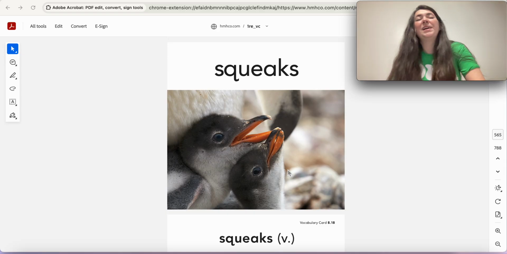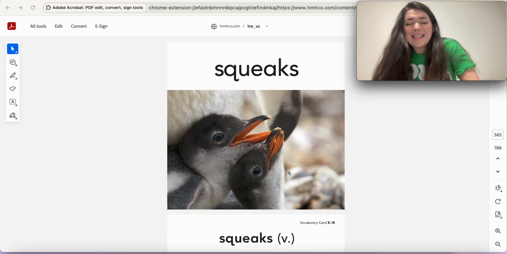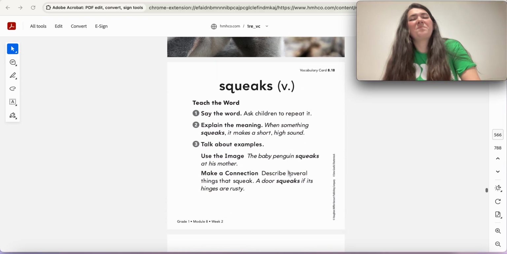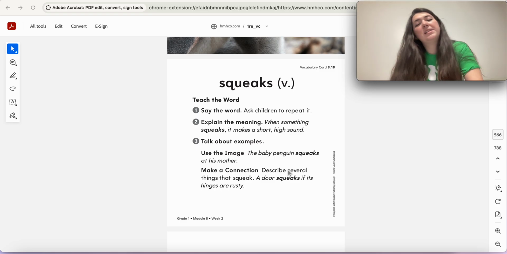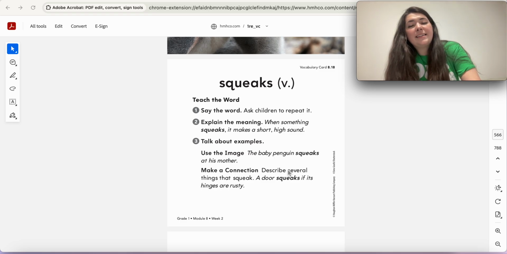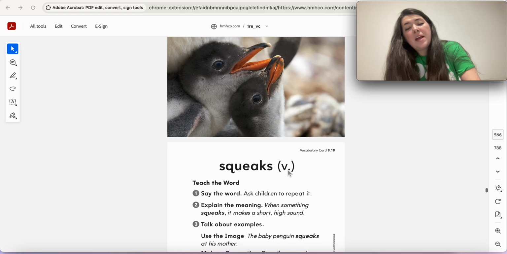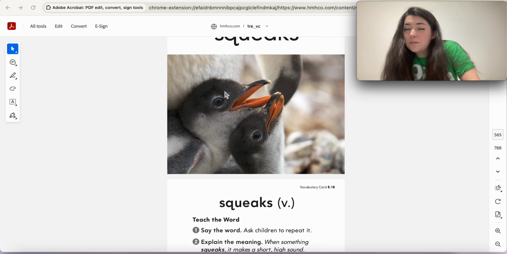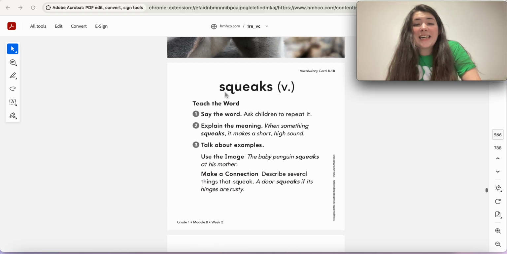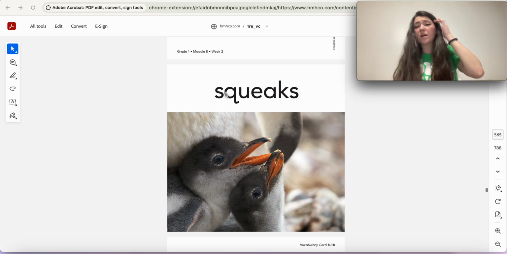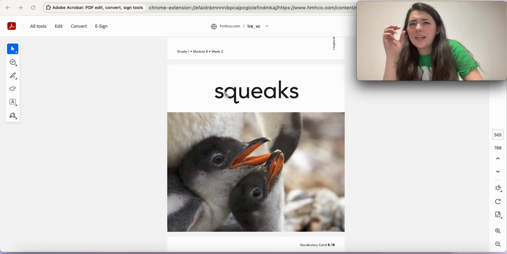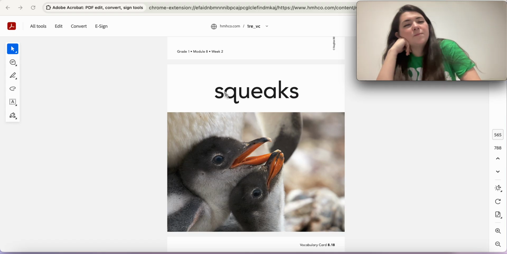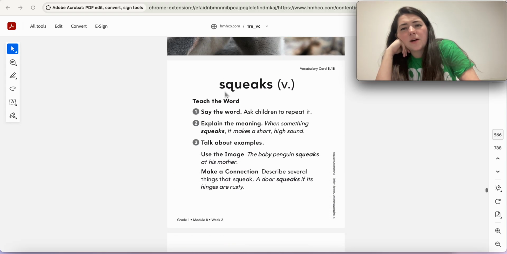Different animal. Our next word is squeaks. Say squeaks. Very good. Squeaks is a verb or an action word. When something squeaks, it makes a short, high sound. So this baby penguin squeaks to his mother to talk to her. Sometimes doors will squeak if the hinges are a little bit squeaky or old. We hear a lot of squeak, squeak, squeak when we're seeing baby animals, though.